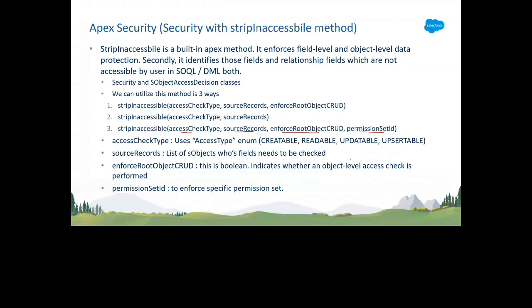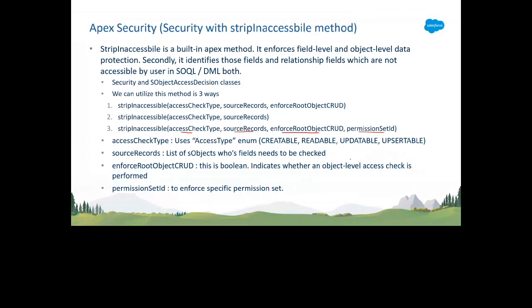So access check type. What is the access check type parameter? This is a simple enum, and with it we can check whether the current object or field is creatable, readable, updatable, or upsertable. So we pass the parameter here, and source record is the list of those SObjects whose access we want to check. Enforce root object CRUD is a boolean indicating whether the object level access check is performed or not.